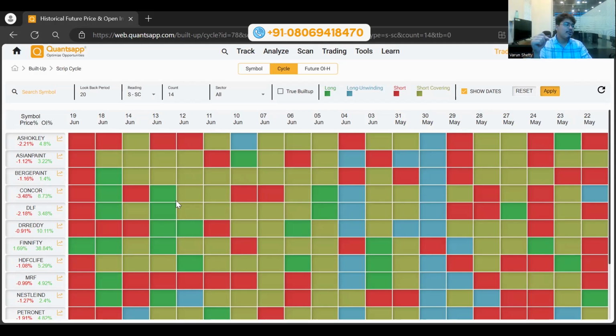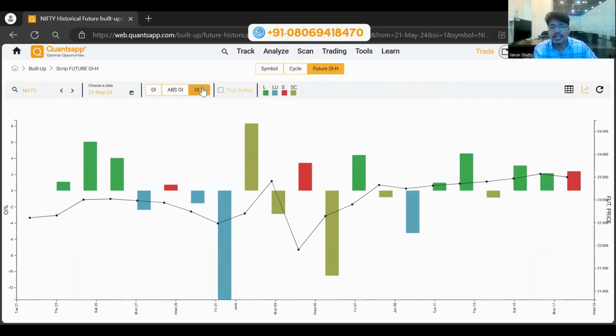Why exactly 20 and 14? Because 20 trading sessions would classify as a month. Okay, so the last one month's data we are considering. And out of those 20 trading sessions, at least 70% of the time, if a cycle is being followed, there is a very good chance that the stock could further follow that particular trend. Okay, for verifying that trend and actually checking the absolute quantum of open interest, you could go to future OI, you could check the OI change percentage, and you could identify what is going on. Right? So that is how you actually analyze this.